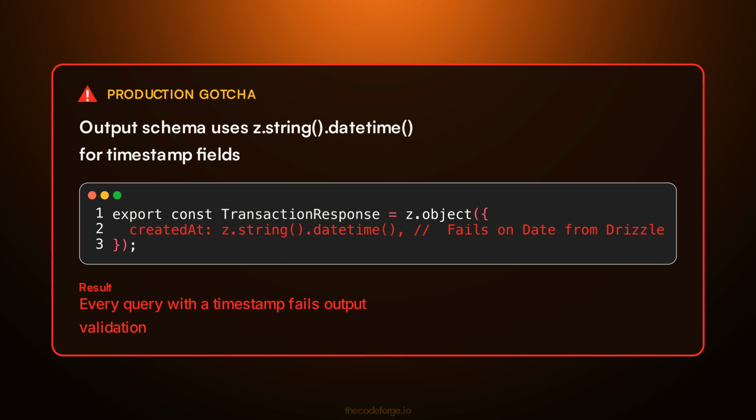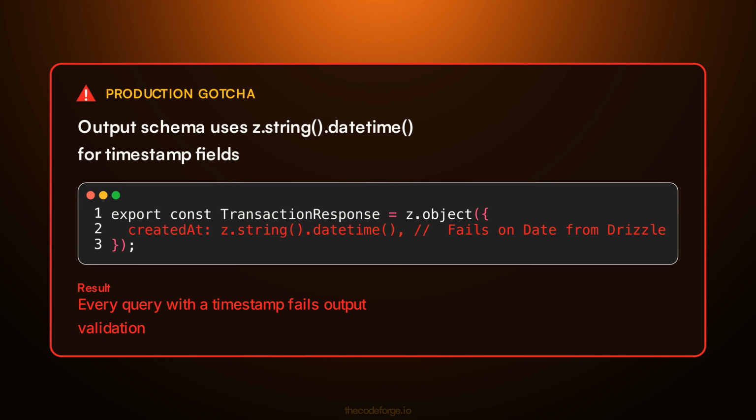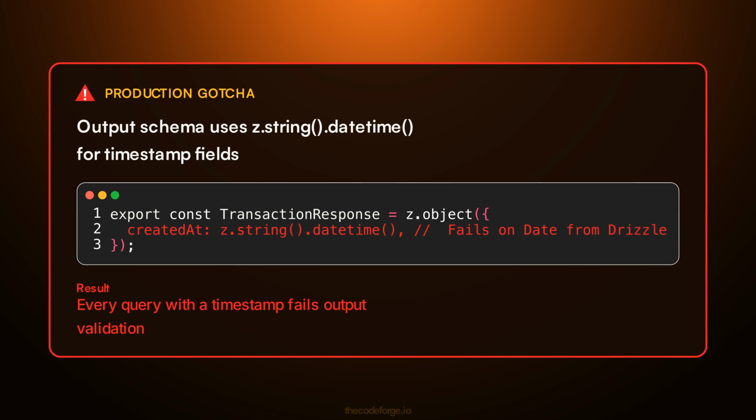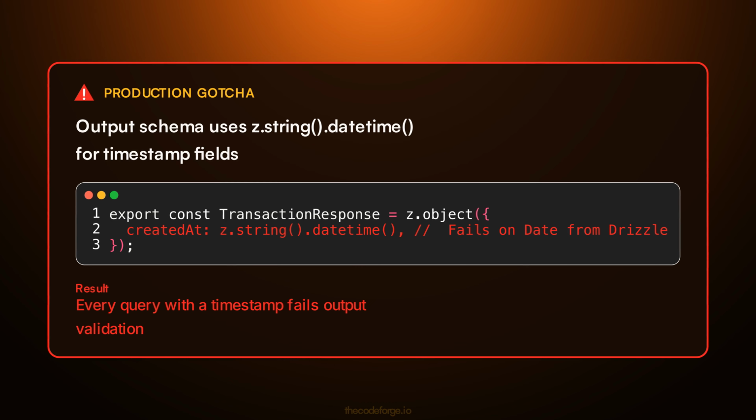A team added Zod output validation to all tRPC procedures. Every procedure with a createdAt field started throwing immediately. The cause: Drizzle returns Date objects, but the Zod output schema used z.string().datetime(). tRPC had not serialized the response yet, so when the output schema ran, it was validating a Date with a string schema.